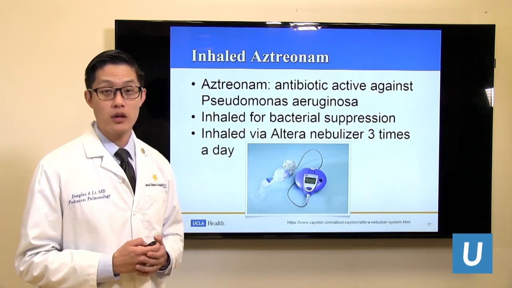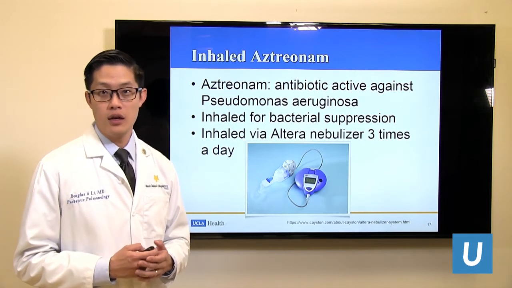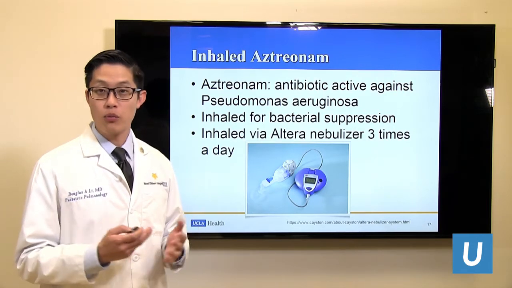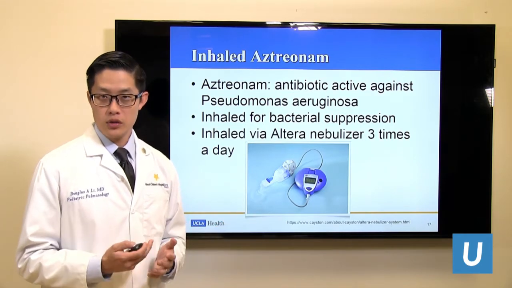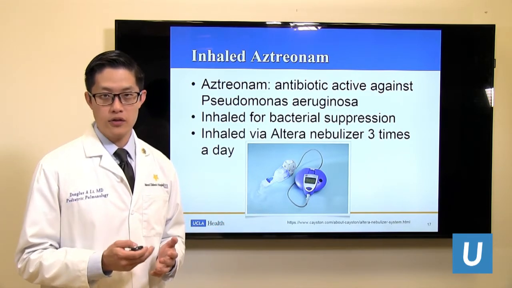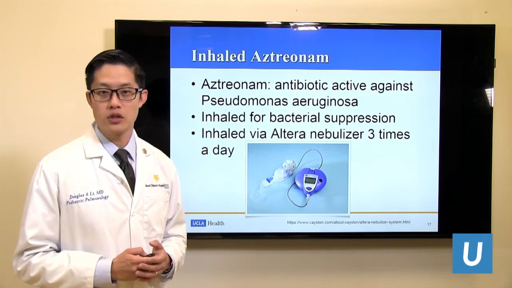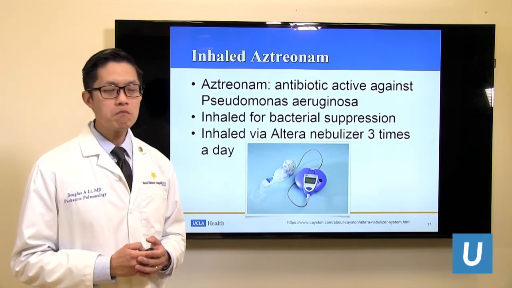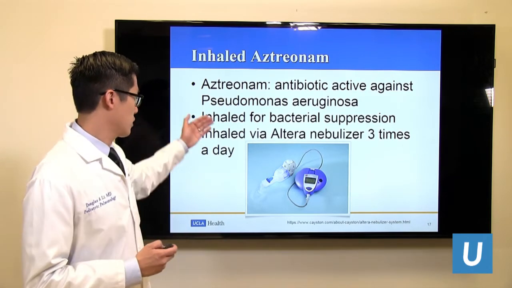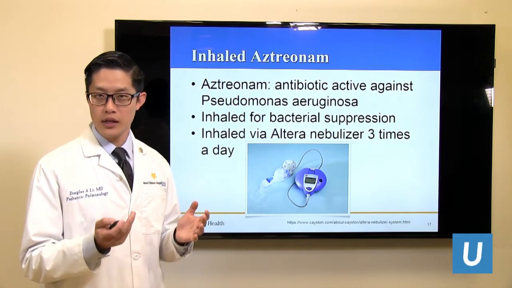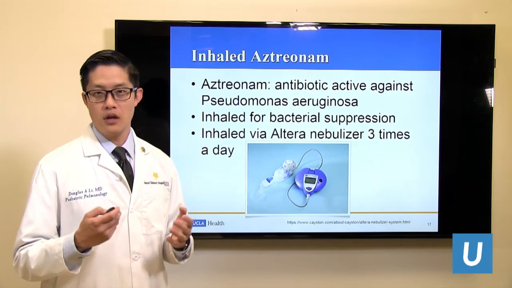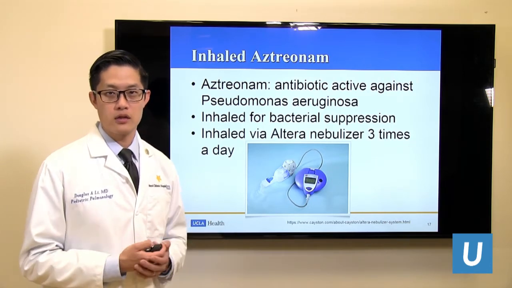The next medication we're going to talk about is inhaled aztreonam. This antibiotic is more broad spectrum, meaning that it attacks many different types of bacteria, but similar to tobramycin, it does have specific activity against Pseudomonas aeruginosa. And this antibiotic similarly is used for bacterial suppression, and it's a little different from inhaled tobramycin in that it is given 3 times a day versus twice.